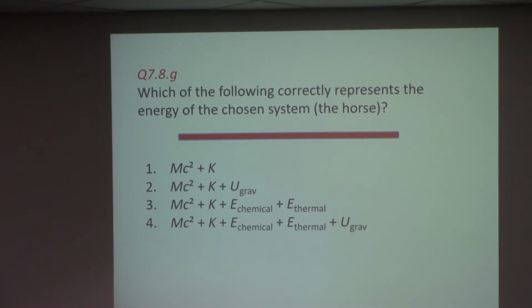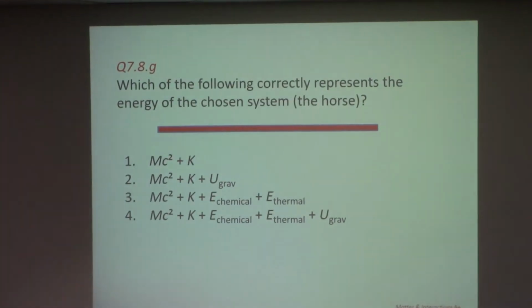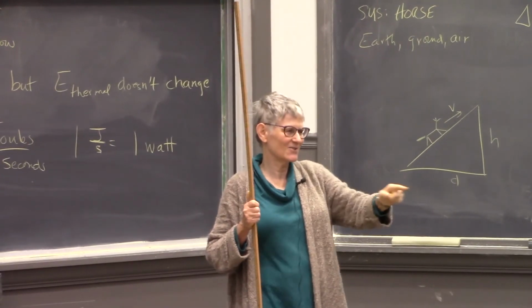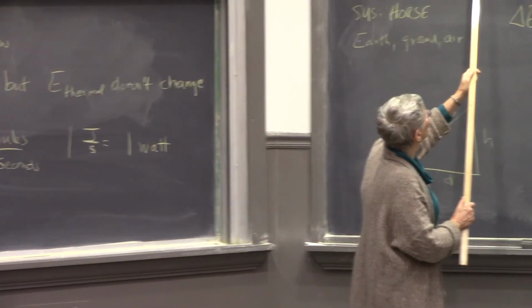Okay, fingers, let's vote. Okay, we've got threes and fours. So, why is four not the right answer? Because there's only one object in the system. So there can't be, that's right, so there is no potential energy term.